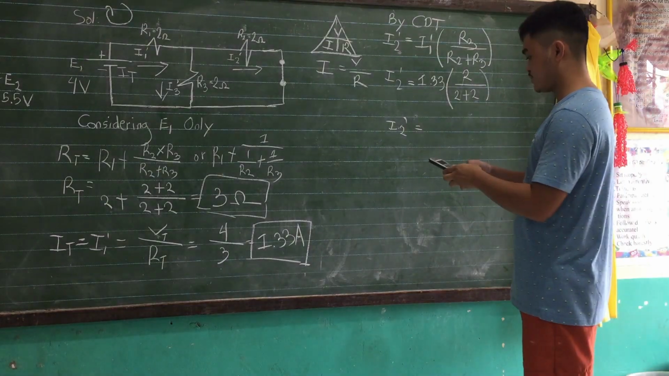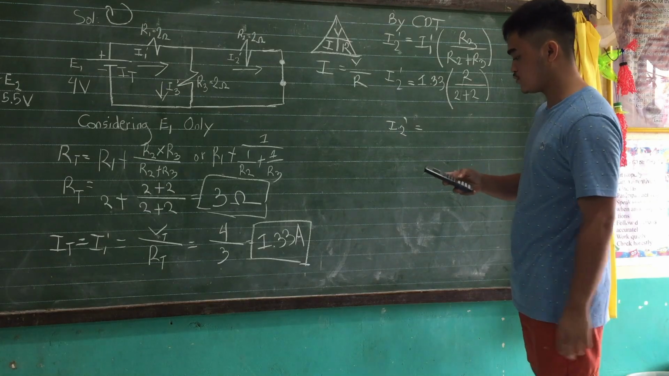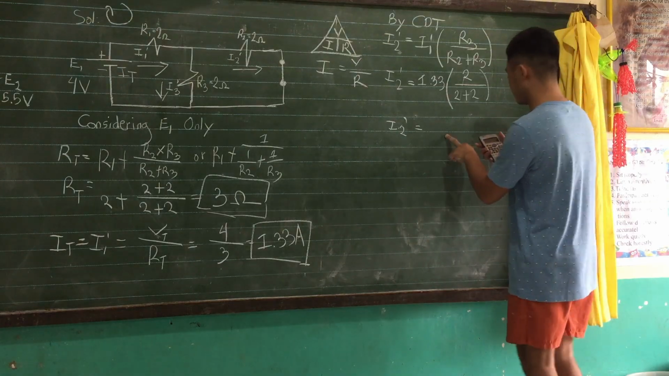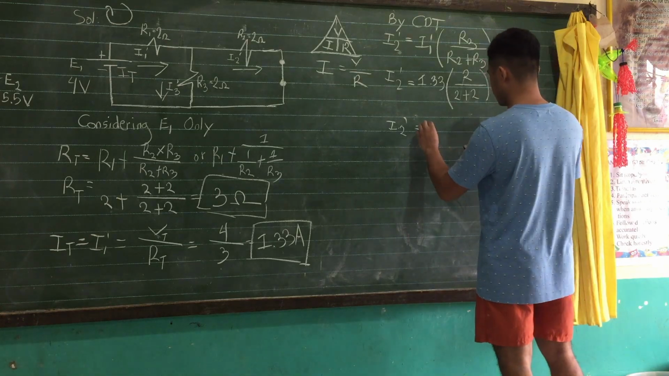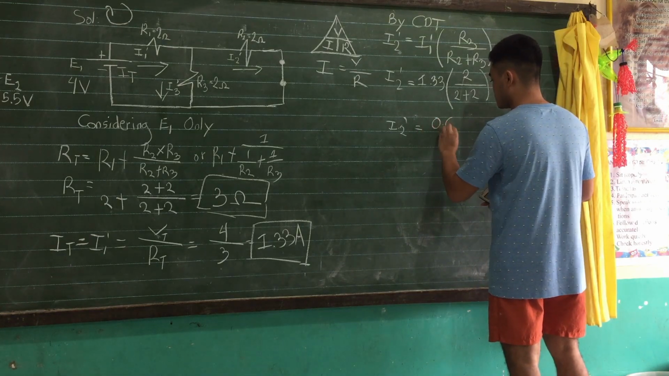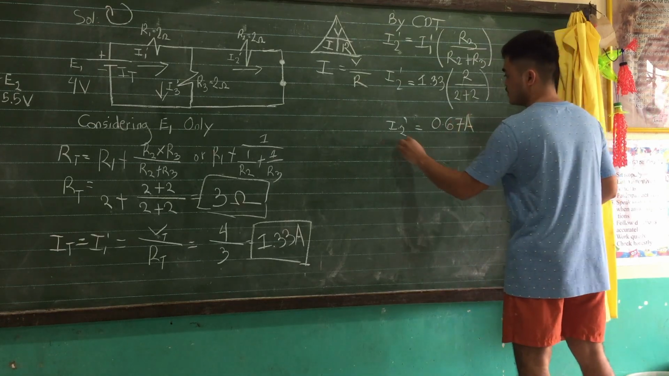1.33 multiplied by 2 over by 4 is equal to 0.665. Kapag i-round off natin to 2 decimal places, magiging 0.67 siya. 0.67 ampere. We have I2.